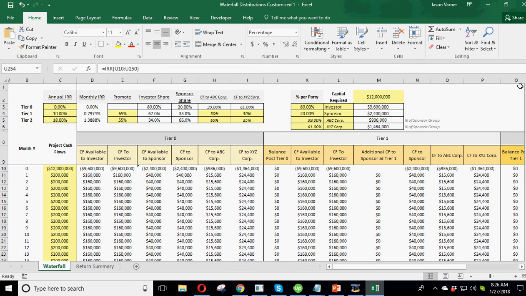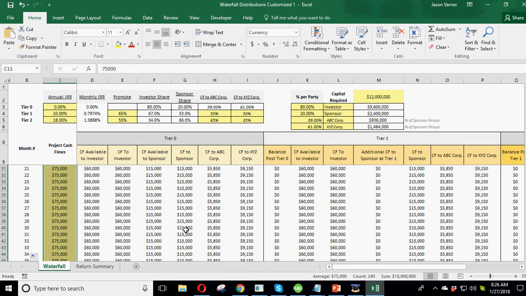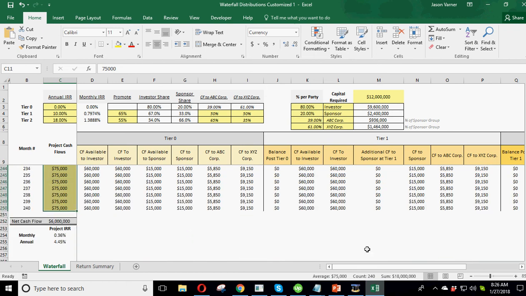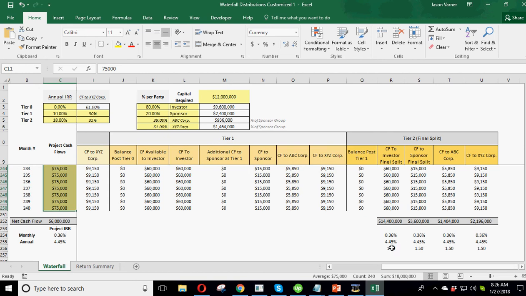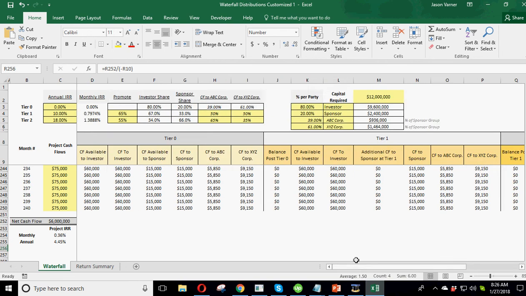And you can see if this changes. Let's say it's only 75,000 a month. That's going to be a lower IRR. We might not even get out of tier 0 at that point. So this tier 0 means everything's split. So if you look over here, it's all evenly split. So there's no differences in returns or multiples. And the cash flow is the same in tier 2 as in tier 0.